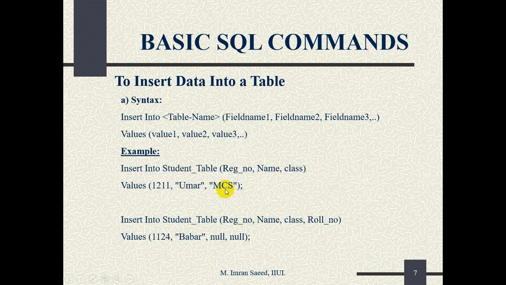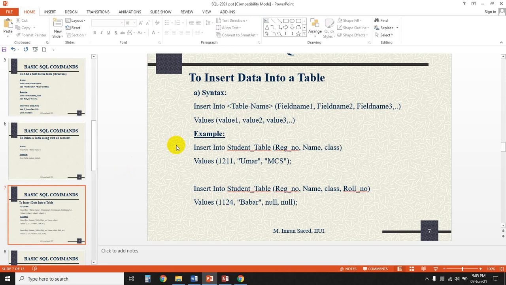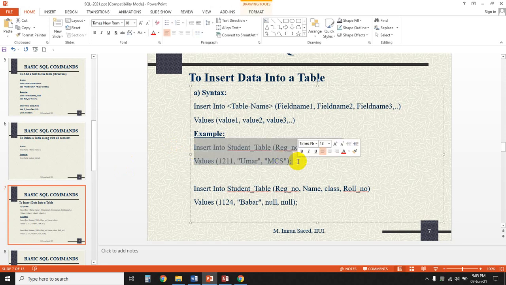If I write it like this, 1211 MCS and Umar, the computer will not know, and it will put MCS at the place of name and Umar at the place of class. So logically we must know which field is first in the list. The first value must be the value of that field, then the second field and its value, and the third field and its value. So let's start by trying to insert some records in our existing table.